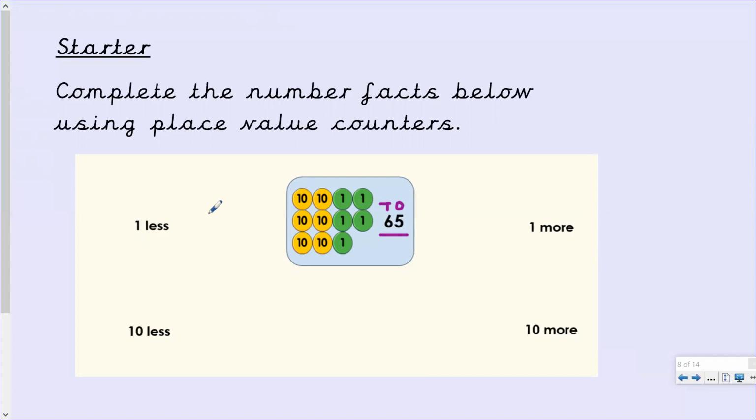Your number would be 64. So how many ones would you need to draw? 4. I'm going to make sure I write my ones in my counters. And how many tens are we going to need? Are the number of tens affected if I need 1 less? No, our tens stay the same. So I still need 6 tens. 4, 5, 6.